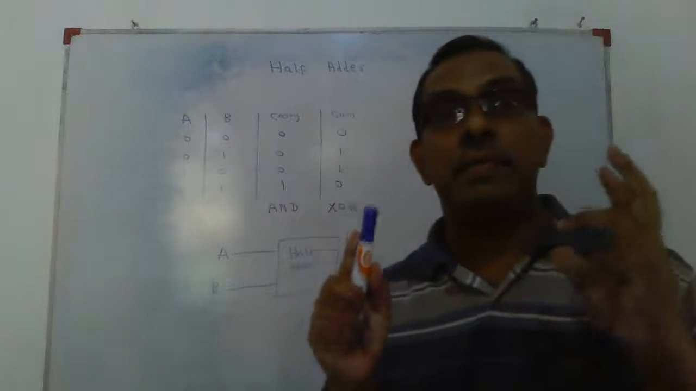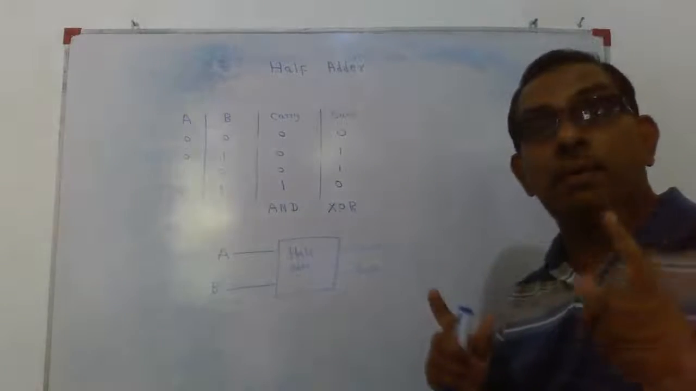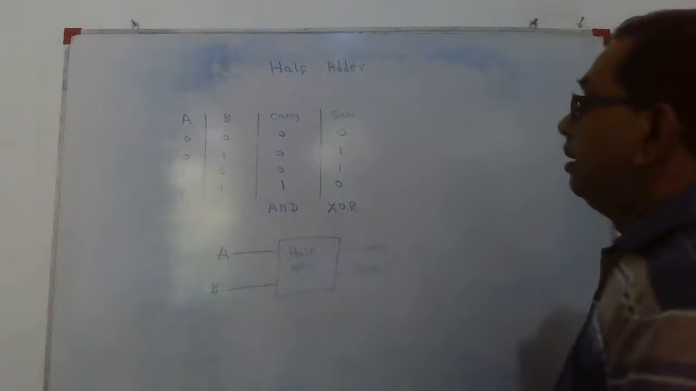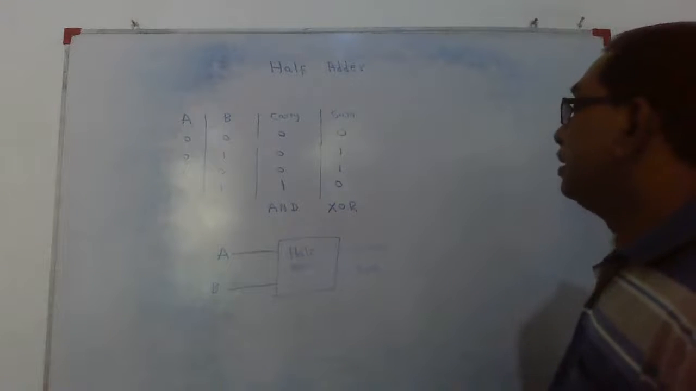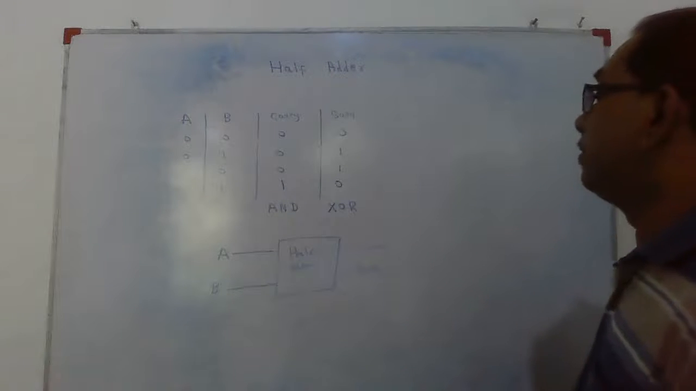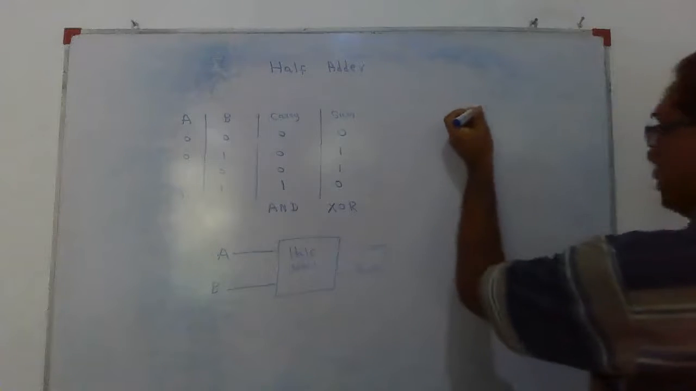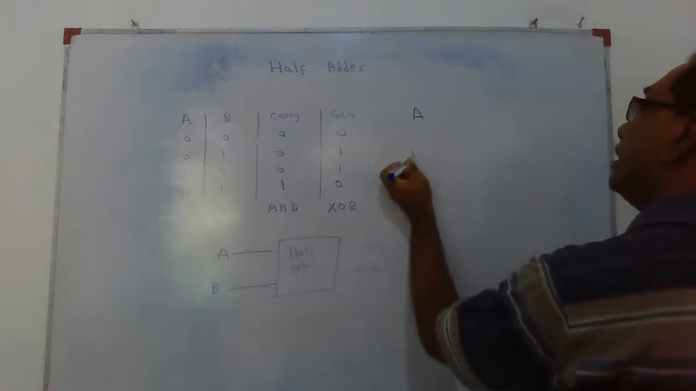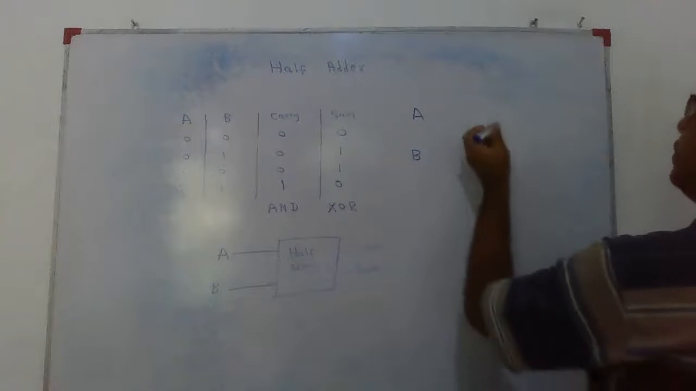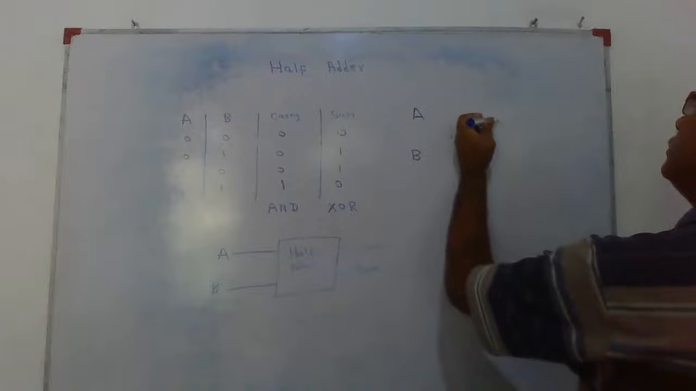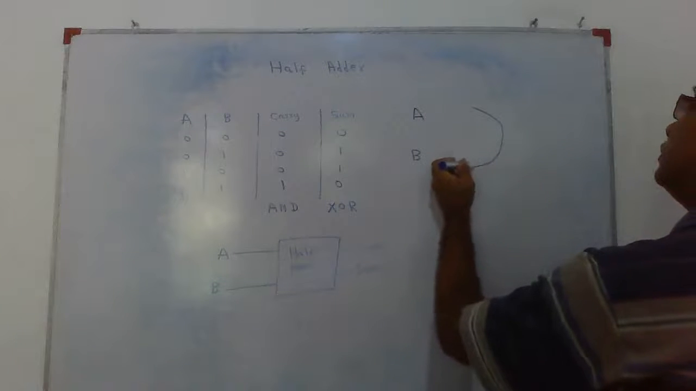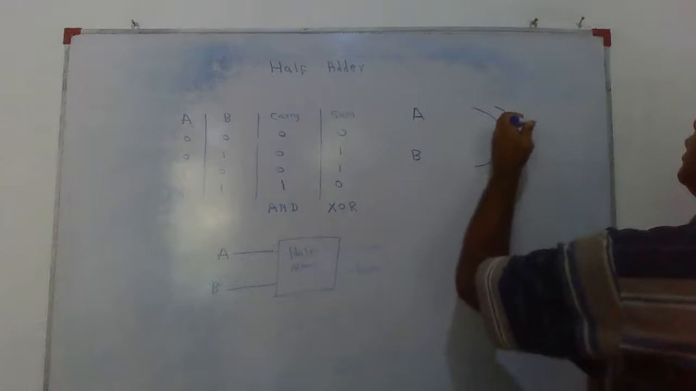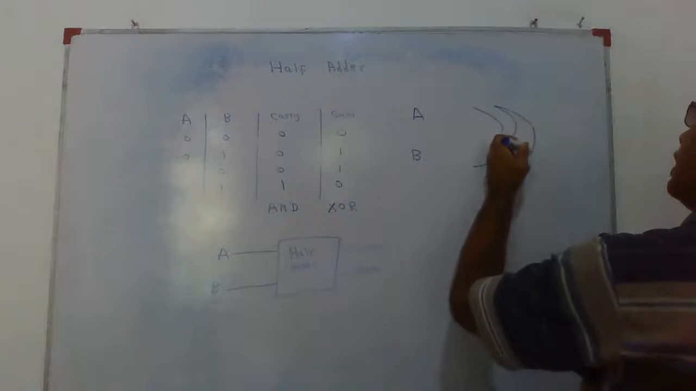Right. So now we have taken an idea. What we can do now, we can draw a circuit here. Sum is coming from the XOR gate. So we just draw, we have A and B as input. We draw the XOR gate here.